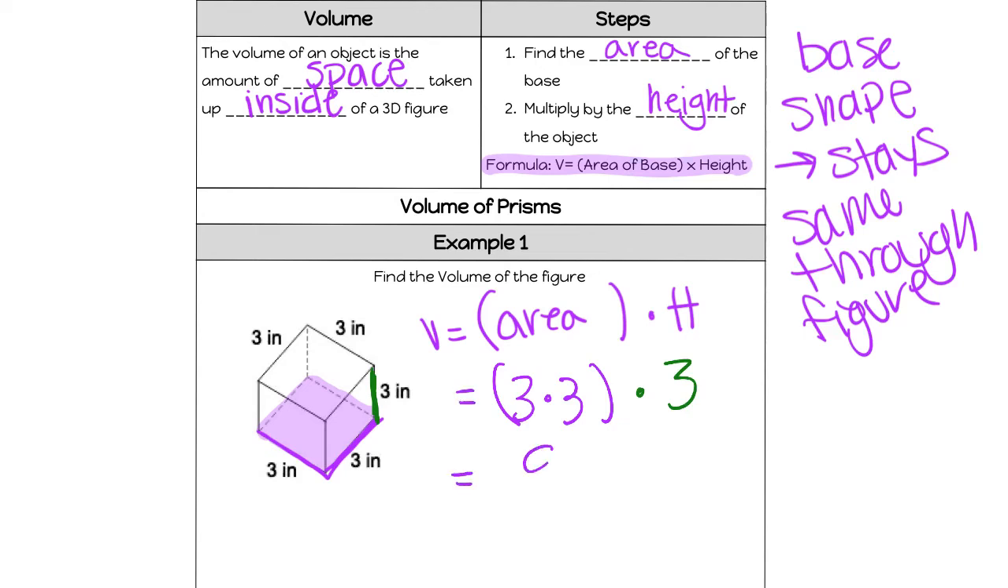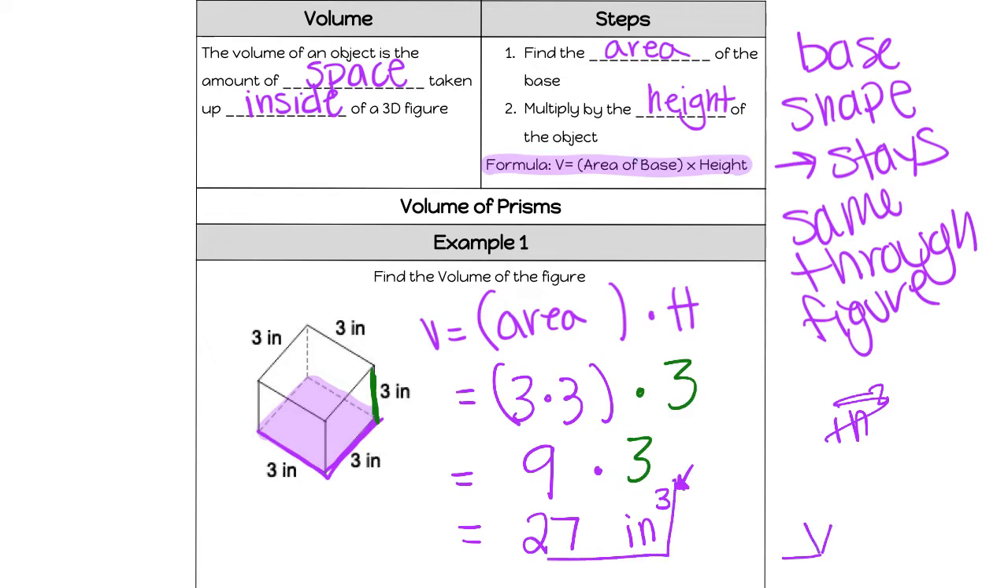Three times 3 is 9, times it's 3 inches tall, and 9 times 3 is 27. This little 3 up here, remember when we were doing area, it was inches squared, but since it's 3-dimensional, we have an inch this way, an inch back, and then an inch up and down. So it's going to be inches cubed.